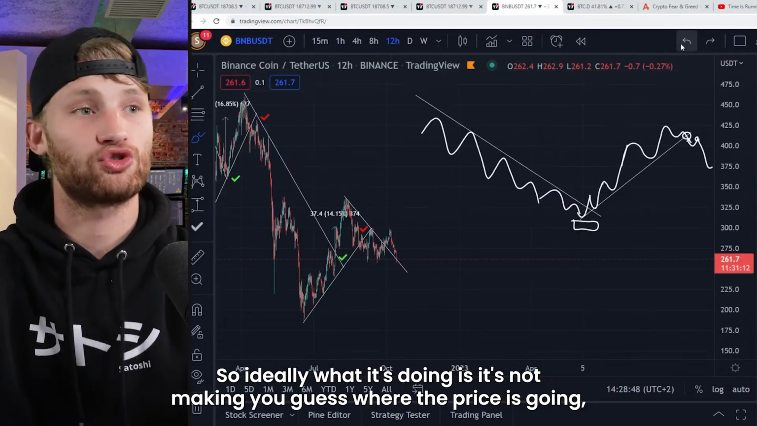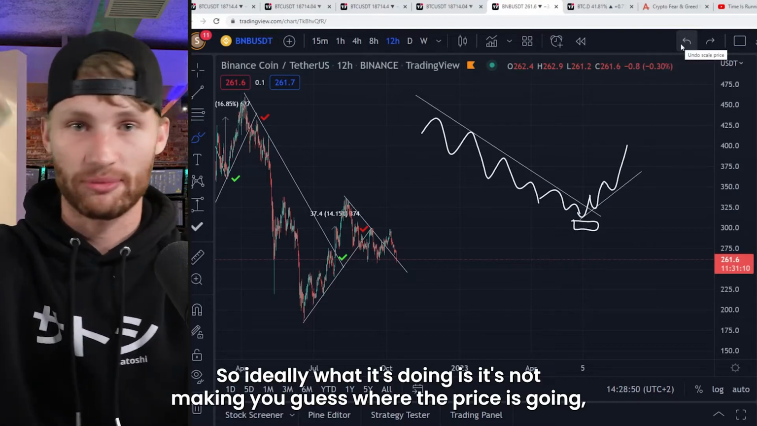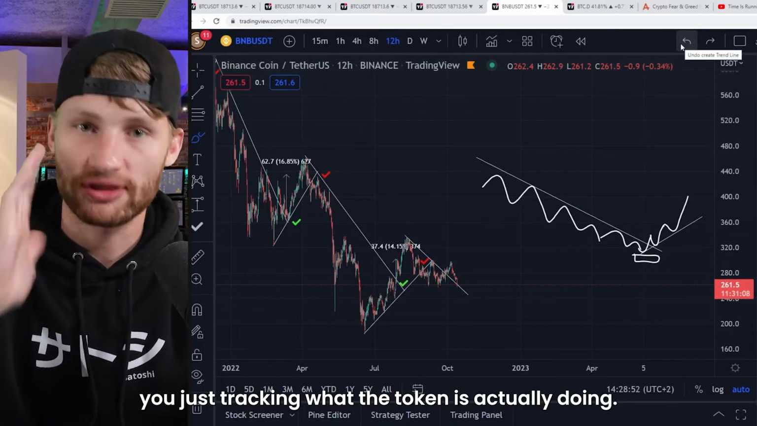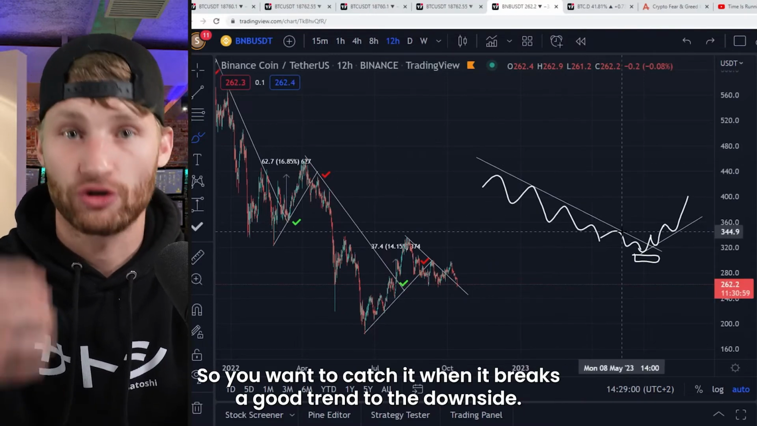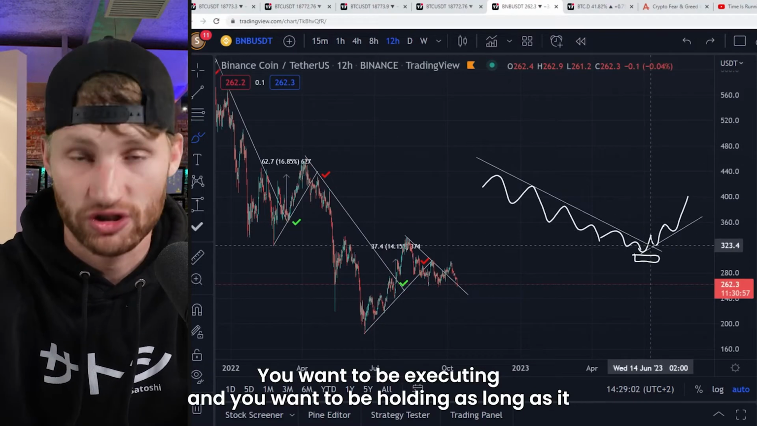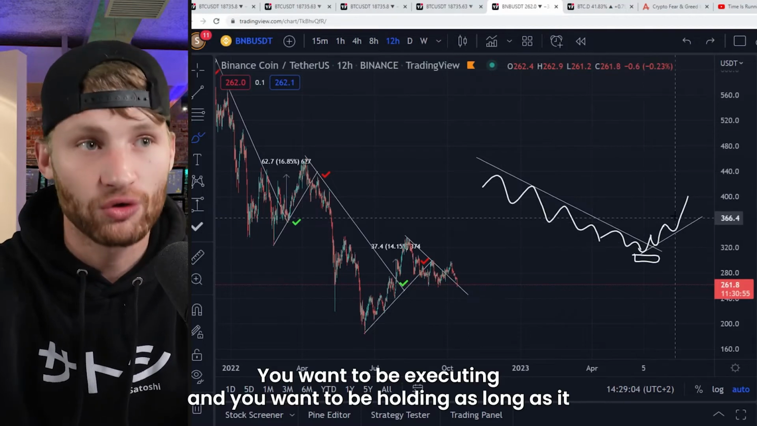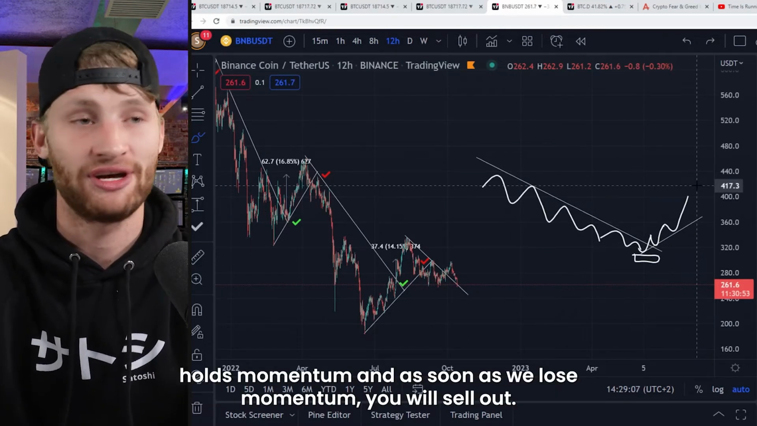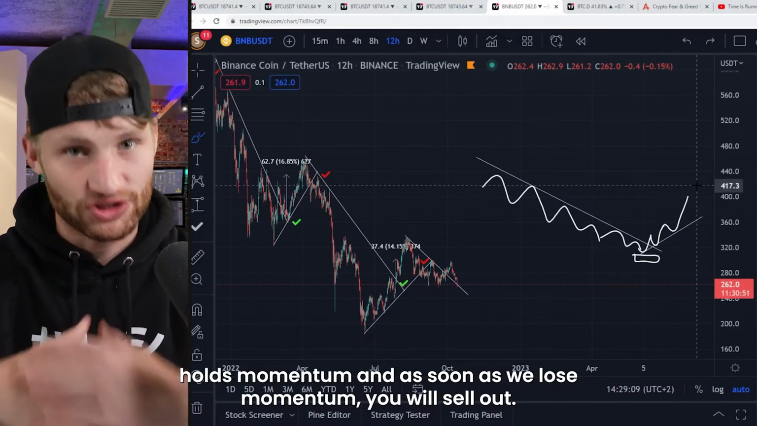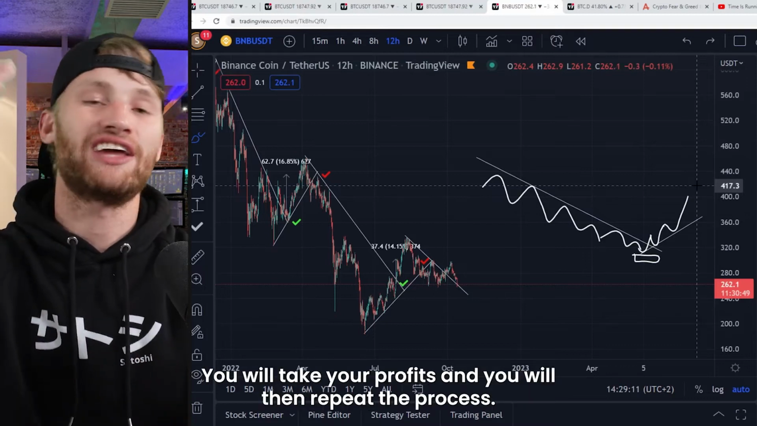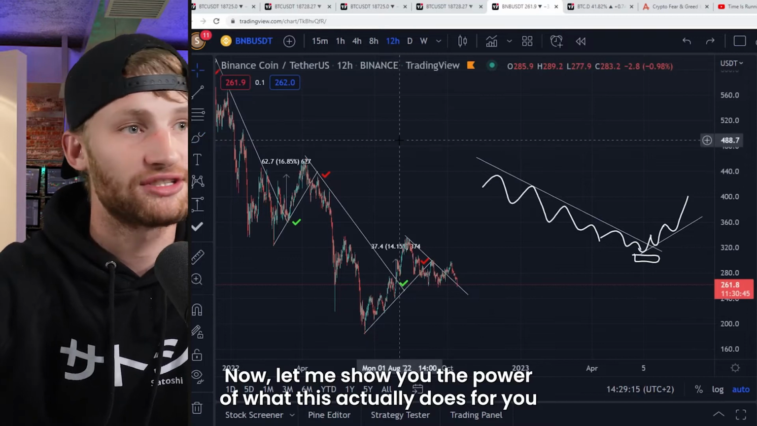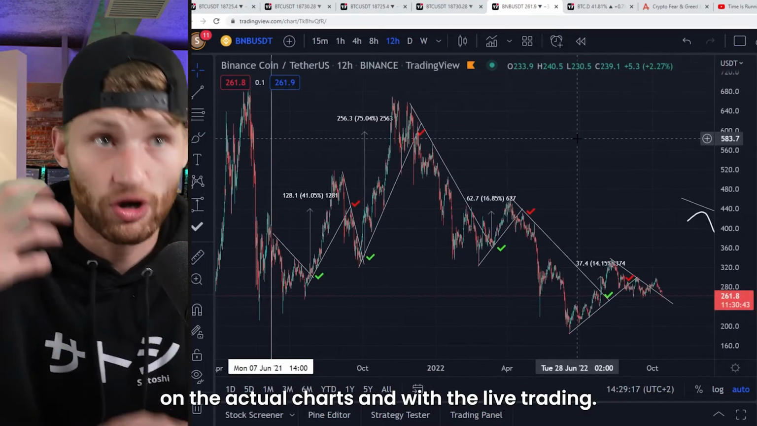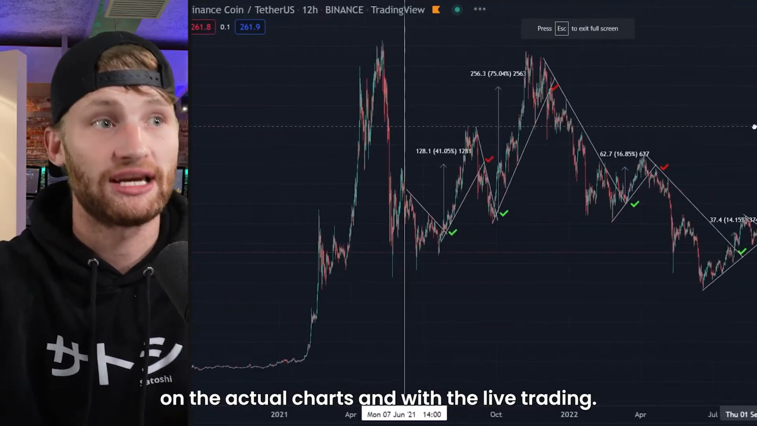So ideally what it's doing is it's not making you guess where the price is going. You're just tracking what the token is actually doing. So you want to catch it when it breaks a good trend to the downside. You want to be executing and you want to be holding as long as it holds momentum. And as soon as we lose momentum, you will sell out, you will take your profits, and you will then repeat the process. Now, let me show you the power of what this actually does for you on the actual charts and with the live trading.